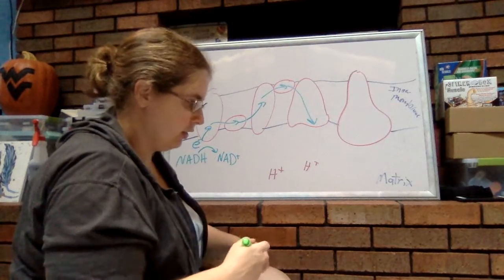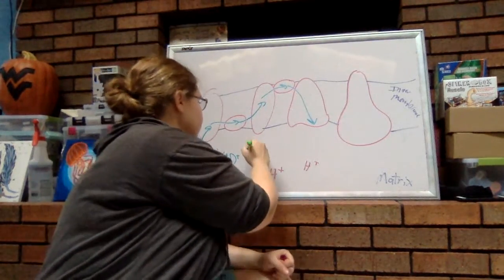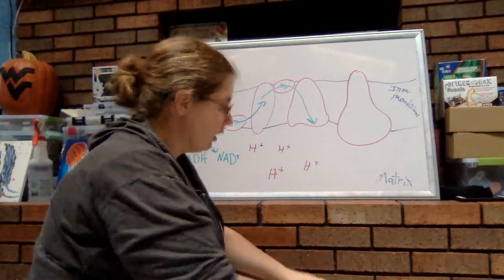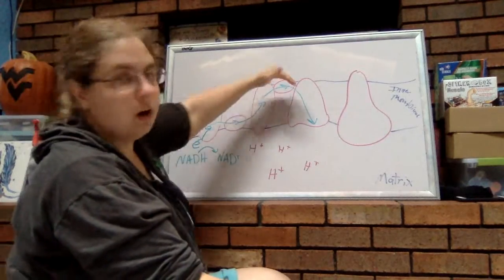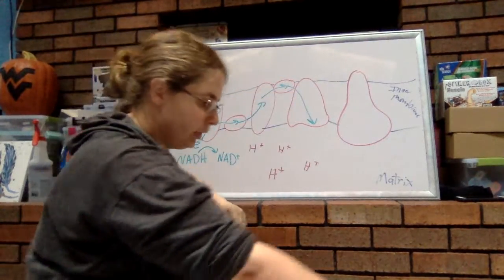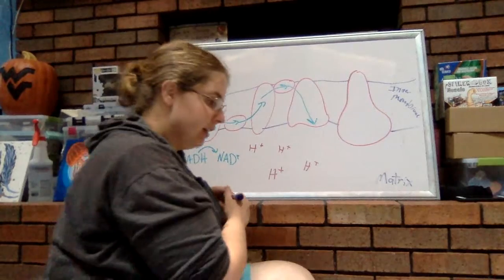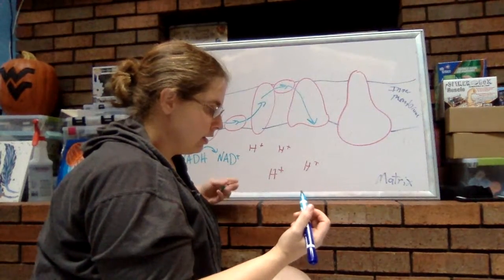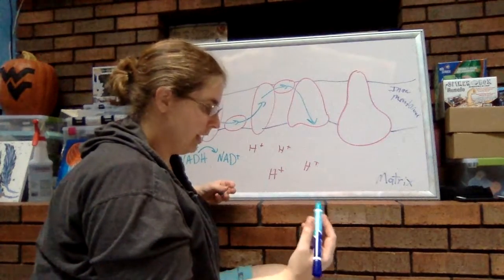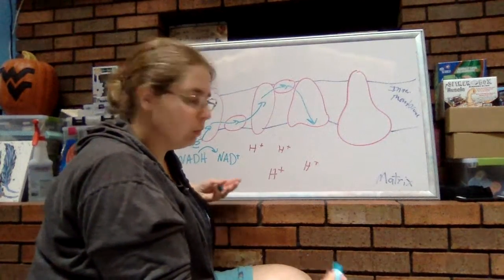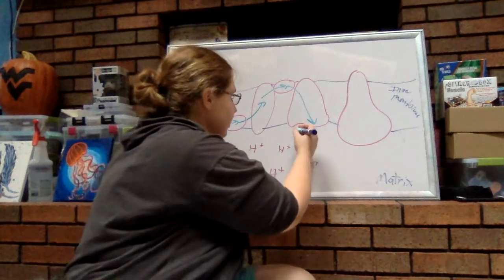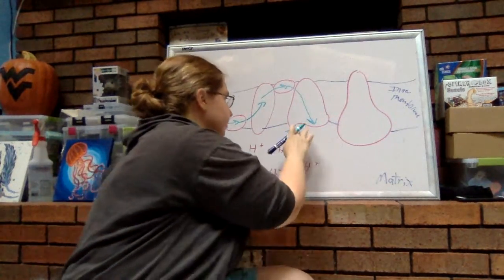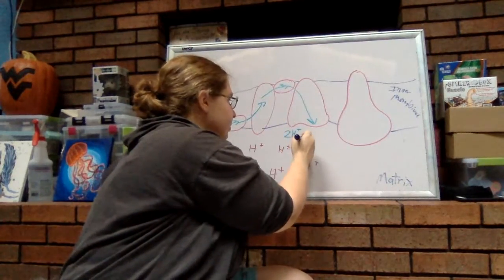All right, so the electrons are going to come and be passed all the way from one protein to another until it gets to here. At this point, we're going to take them and add them to some hydrogen ions. So we have hydrogen ions, and we also have some oxygen.